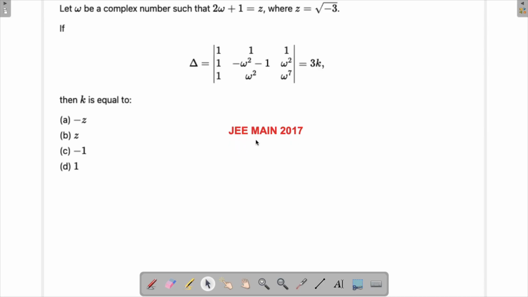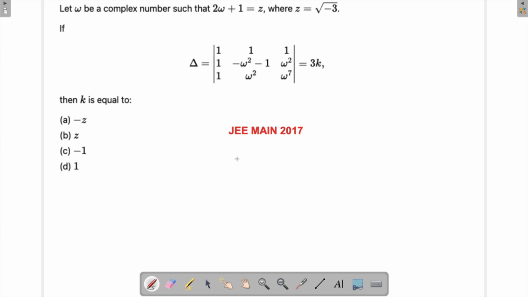So let's solve a problem which appeared in JEE Main 2017. This problem states that let omega be a complex number such that 2ω+1 is z, a complex number again, and z is actually equal to square root of -3. And then if this determinant is actually equal to k, 3k, then we have to find the value of k. So let's look at this.